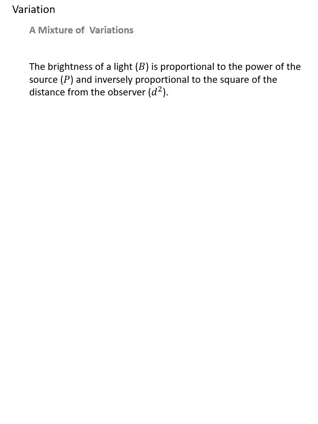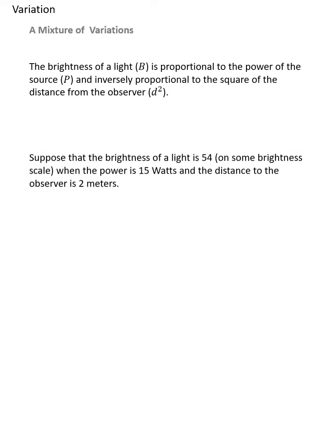Anyways, here's the actual problem. So the brightness of light, which we'll call B, is proportional to the power of the source and inversely proportional to the square of the distance from the observer, how far the person is from the light. This is a scientific fact.